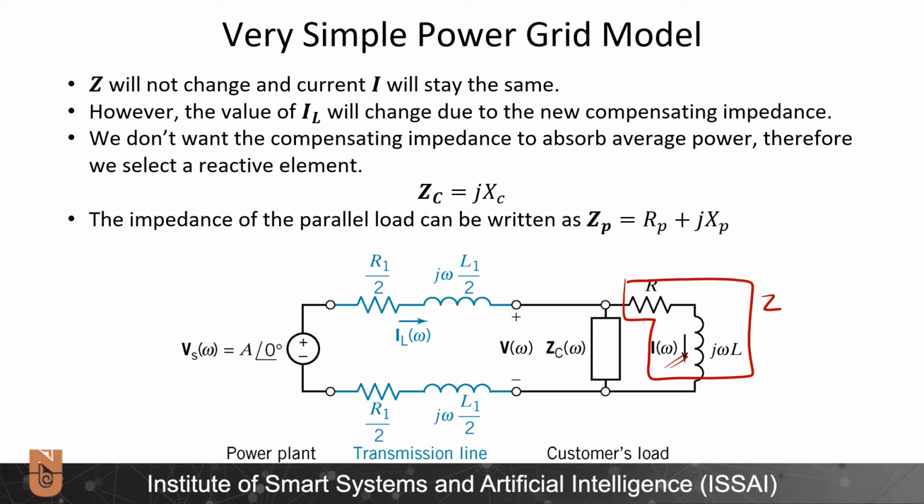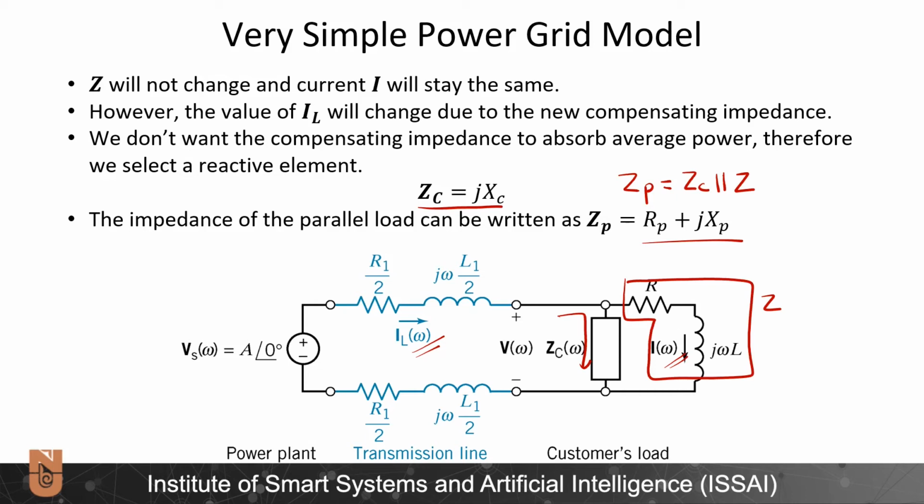However, the IL will change because a new current will pass through the compensating impedance, and we don't want the compensating impedance to absorb average power. Therefore, we will select a reactive element and we will not have a resistive part which would absorb power. And finally, we can write the total parallel load Zp = ZC in parallel with Z, and that will be another Rp + jXp.